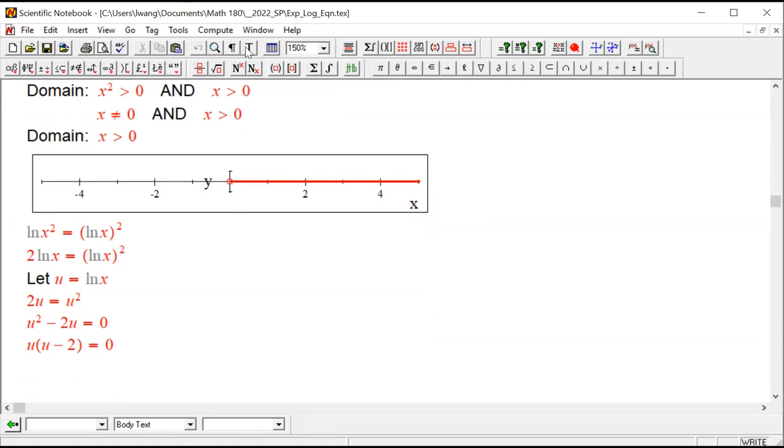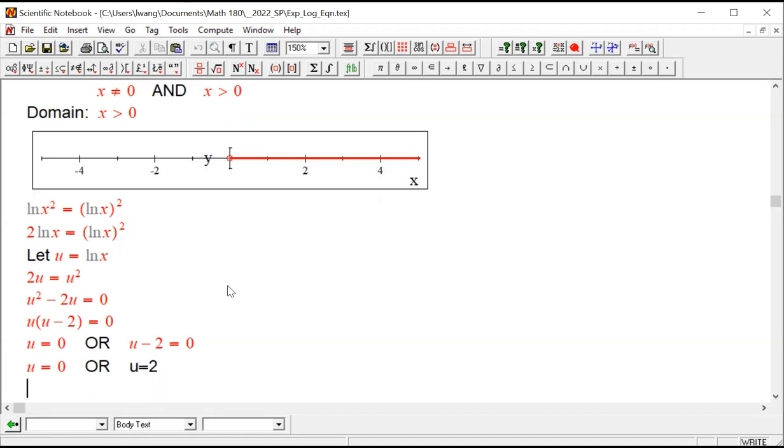Okay, so then we got u equals 0, or u minus 2 equals 0, principle number 5, right? So in the end, we get, of course, u equals 0 or u equals to 2. Well, this is not the end, right? Because finding u is not what we want. We're finding x is what we want.